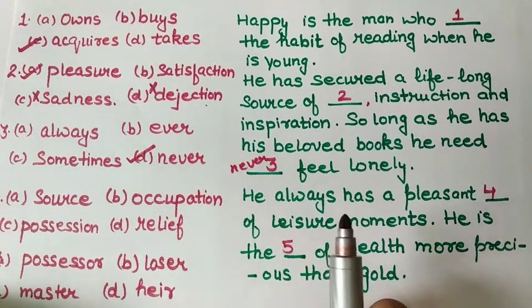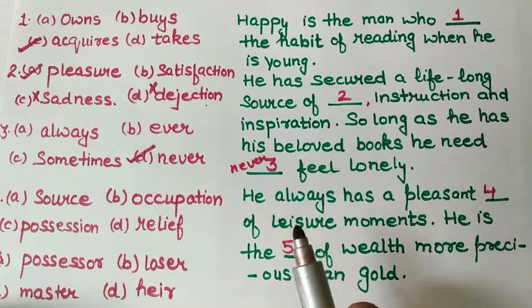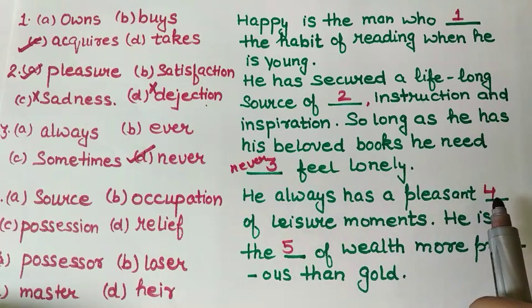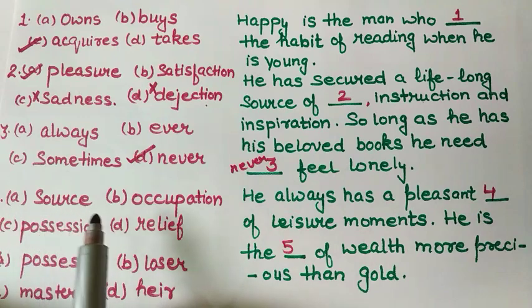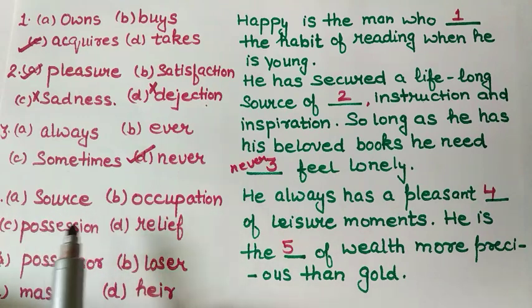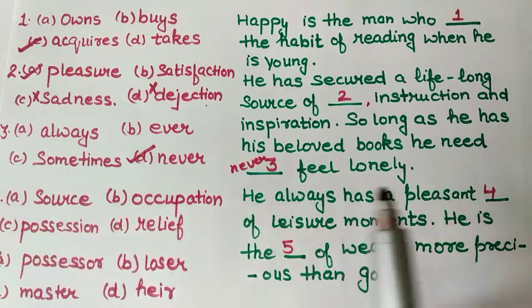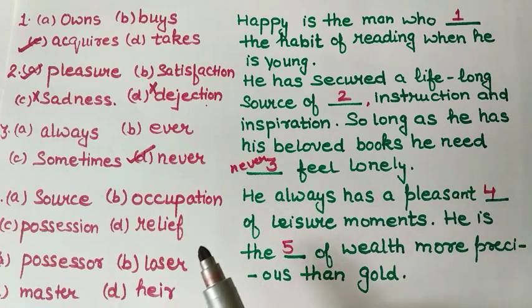He always has a pleasant dash of leisure moments. For the fourth blank, the options are source, occupation, possession, and relief. He always has a pleasant possession of leisure moments. Now, why am I saying possession?